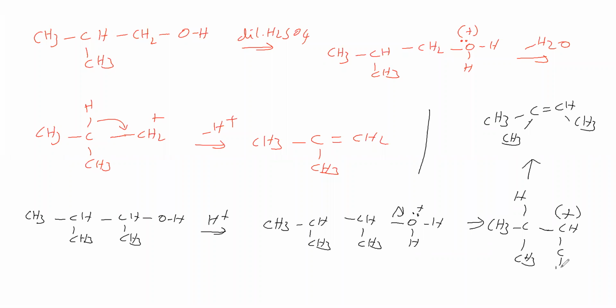This CH3, I will write like this. Now we'll see another possibility. This bond is coming like this, therefore H plus is leaving, and we'll get this. Therefore two alkenes are possible, one alkene and another alkene. So which is correct?